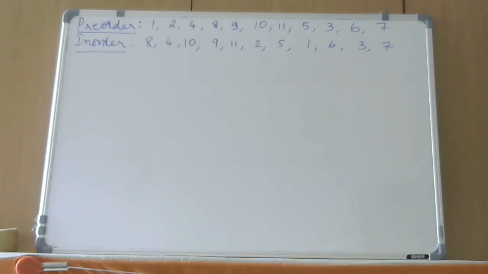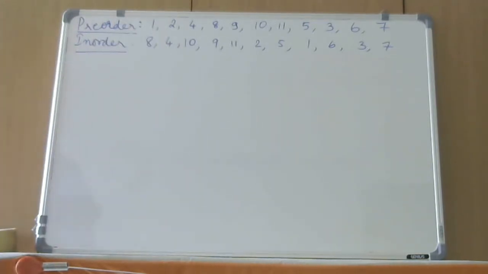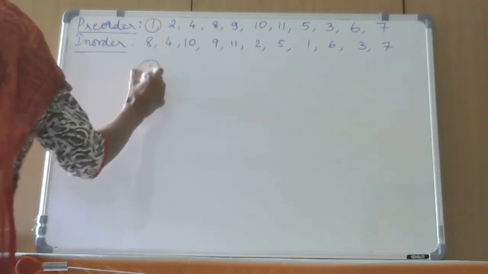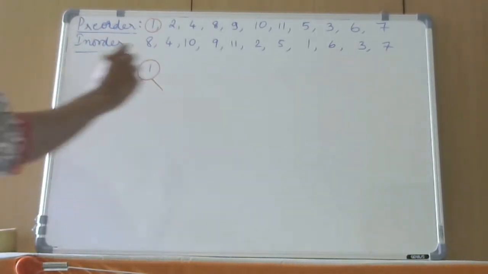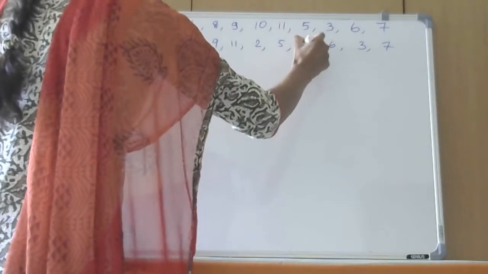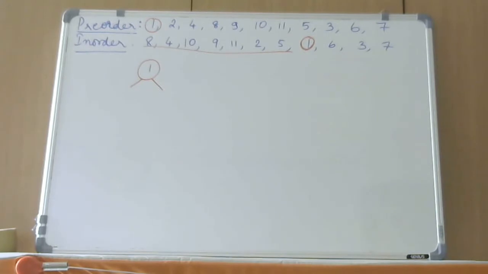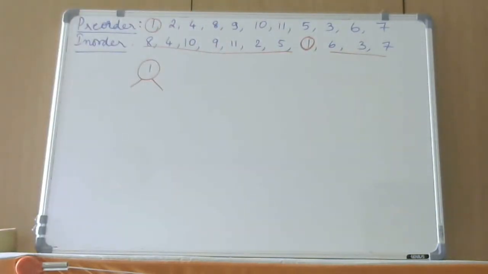As I said, preorder always begins with the root. So we can immediately identify the root. Which is the root here? 1 is the root. So I can simply write 1 as the root of the tree. Now come to inorder. Whatever is to the left of 1, I will put as left subtree. Whatever is to the right of 1, I will put as right subtree.